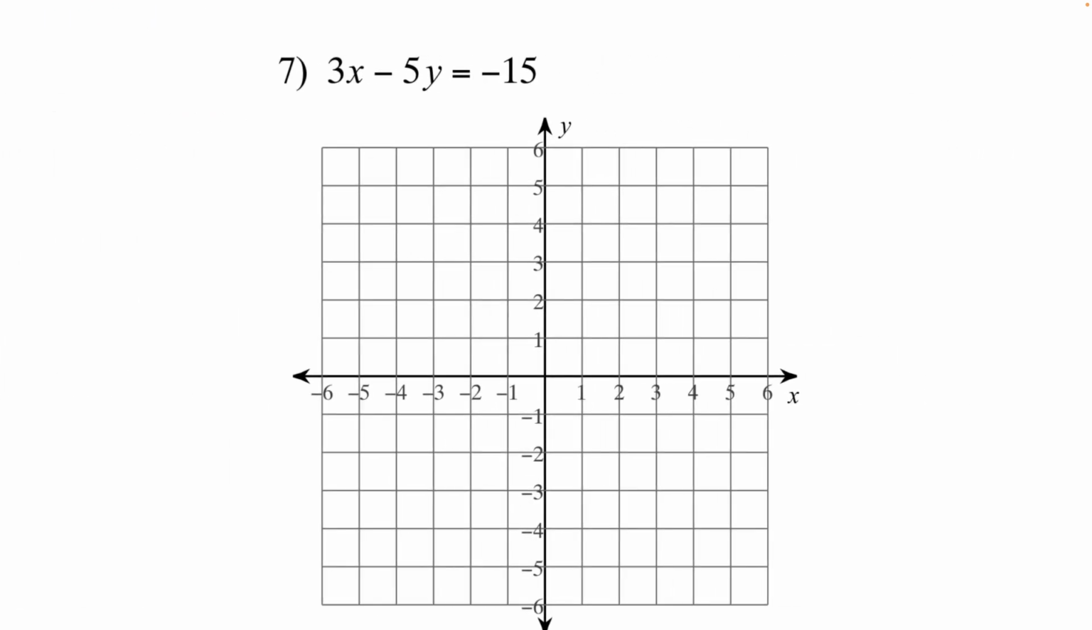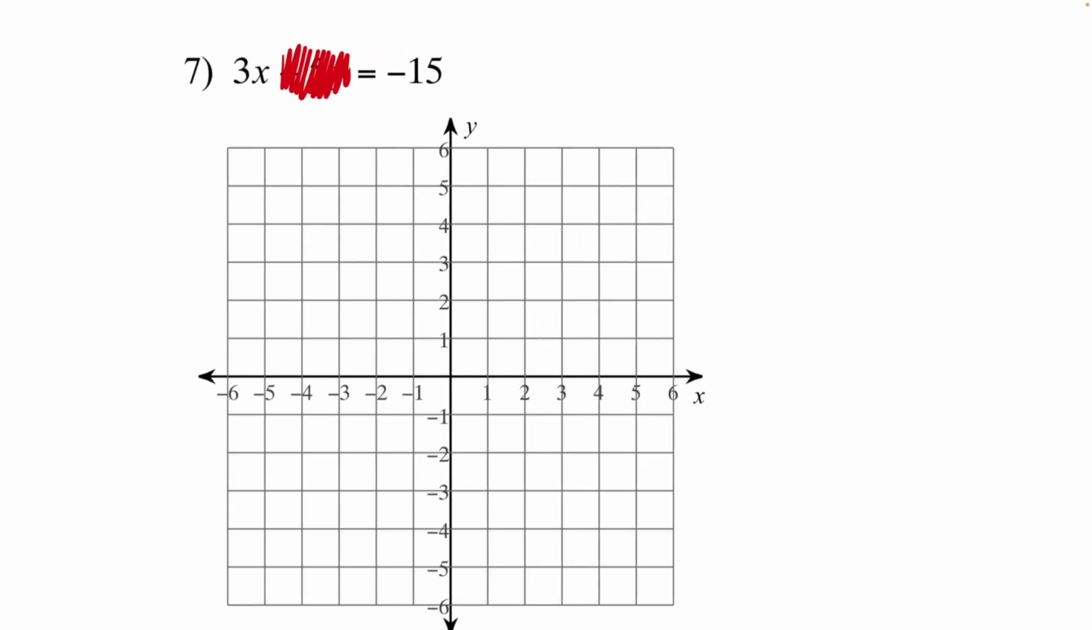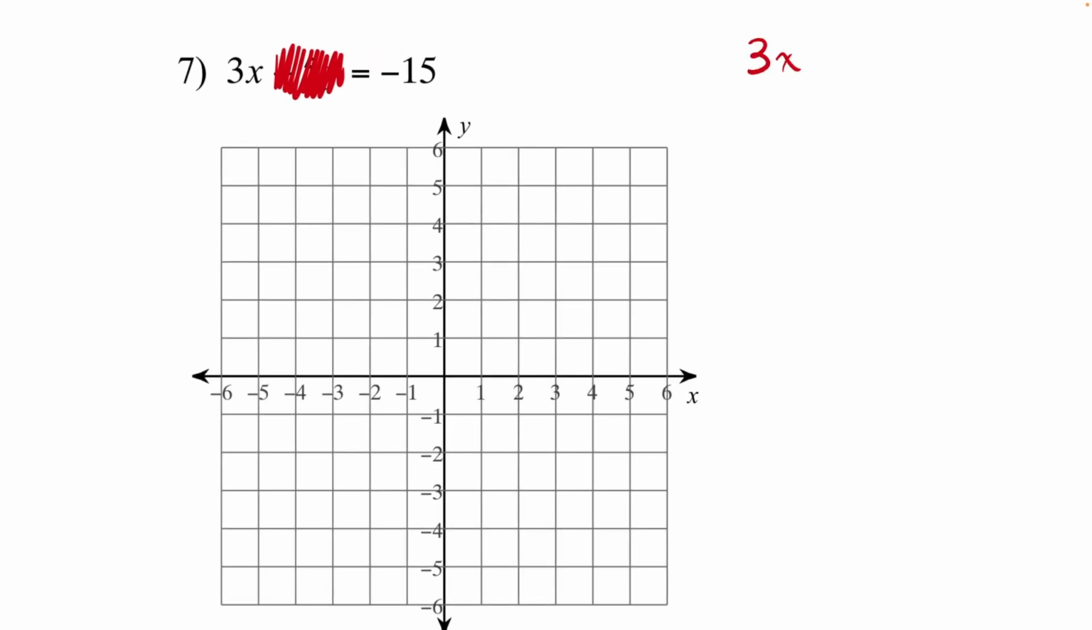Number 7 is in standard form, so there is a shortcutty way to do this one. Here's the first shortcutty way. Let's find the x-intercept by scribbling out the y, or putting your finger over the y. There's your equation. I'm going to write it down over here. I get 3x is equal to -15. And then I can solve that, right? I can divide by 3 to get x is equal to -5.